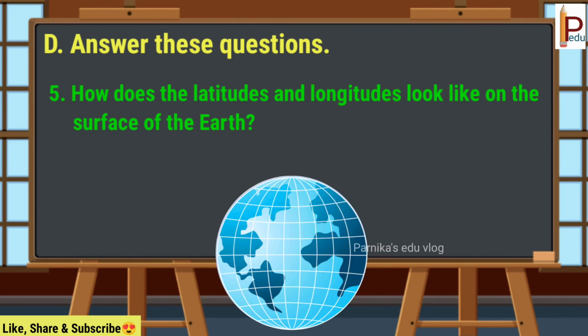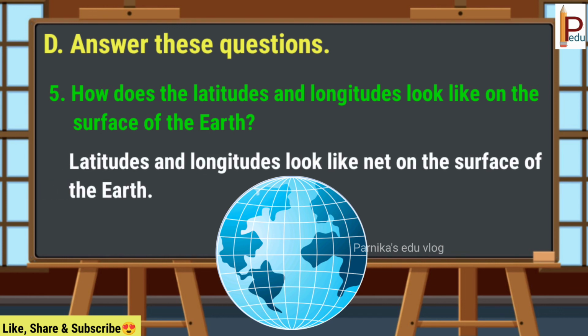Fifth one, how do the latitudes and longitudes look on the surface of the earth? Answer, latitudes and longitudes look like a net on the surface of the earth.